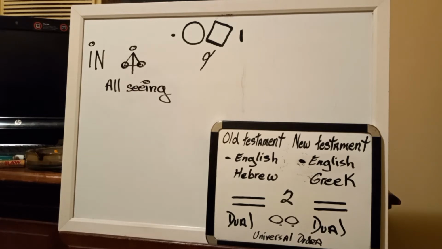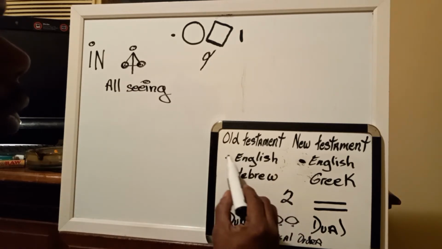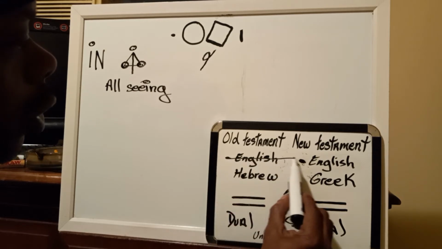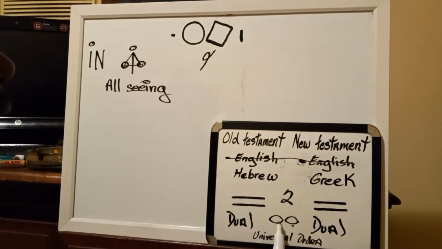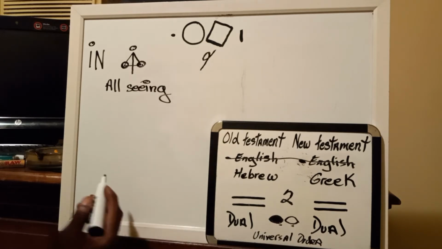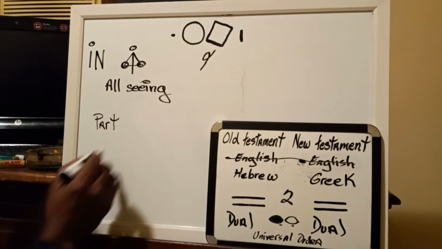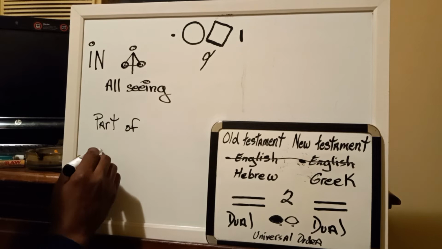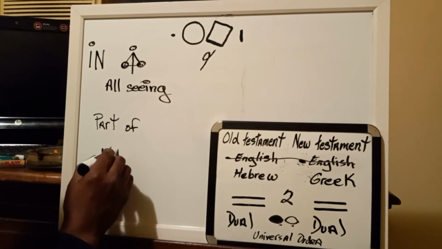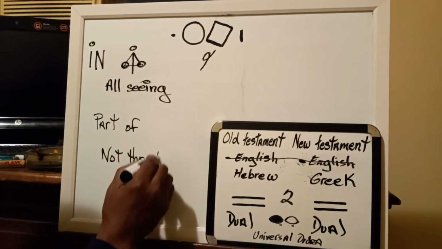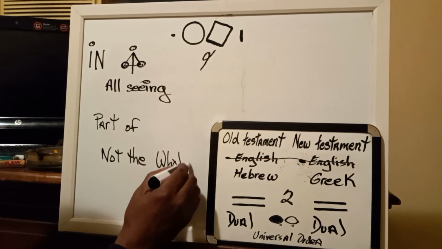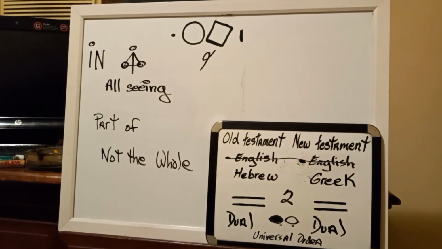Because, see, this is what happens. When you read it just in the English, you're reading it with one eye open and one eye closed. This is how you read the Bible. So you're actually reading it partial. You're only reading a part of it. Not the whole. You're not reading the whole.